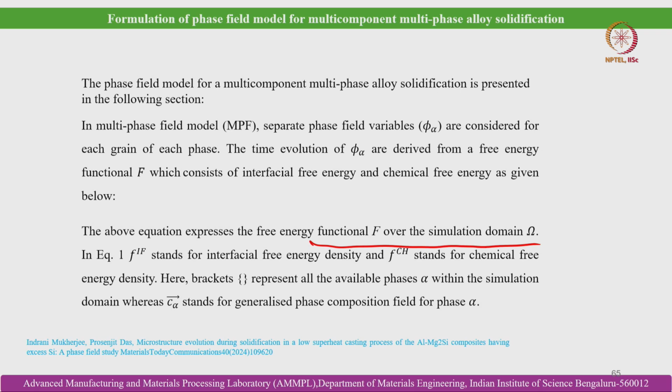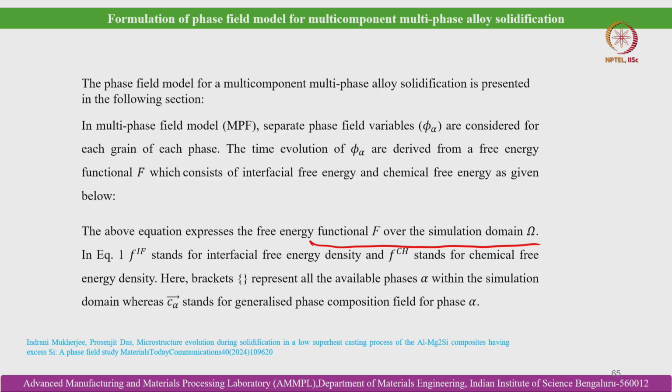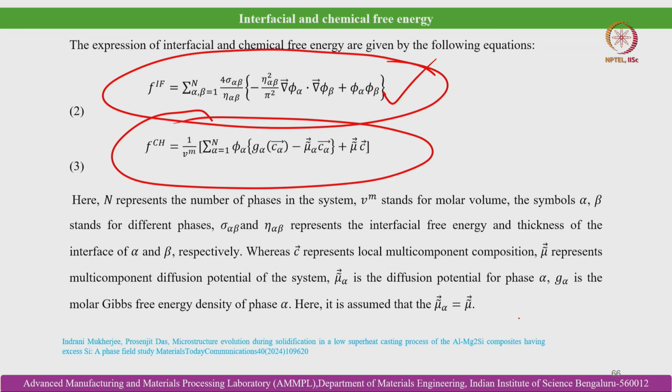So these are the second brackets which are shown over here. This second brackets represents all the variable phases alpha within the simulation domain, whereas C alpha bar stands for the generalized phase composition field for phase alpha. Okay. And if I come back to these two expressions of free energy, the interfacial and chemical free energy functional.